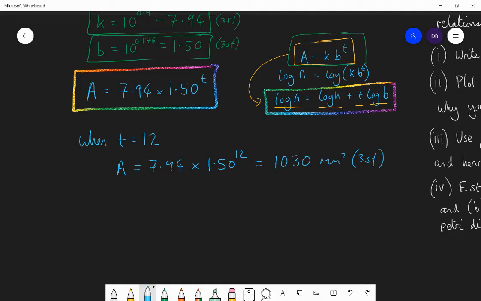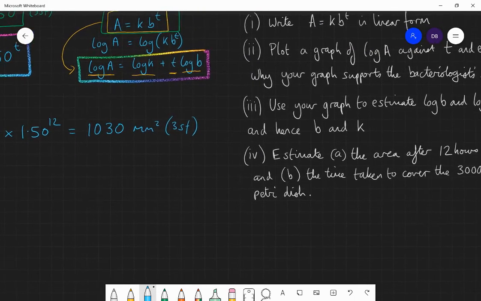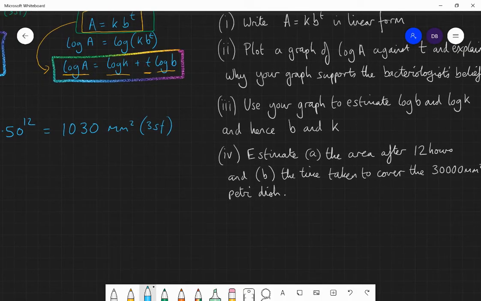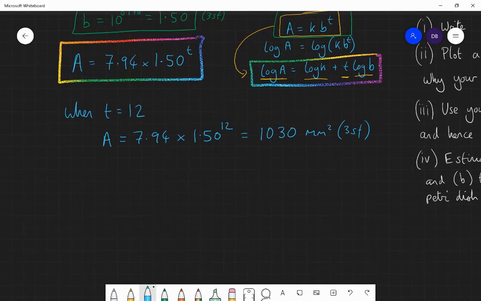So just over 1,000 millimeters squared are going to be covered 12 hours later, after the start. And part B, what's the time that's going to take to cover the entire 30,000 millimeter square Petri dish? So here, I don't know t, but I know a, and I need to now solve to find t when a is 30,000. So I substitute 30,000 instead of a in the equation.